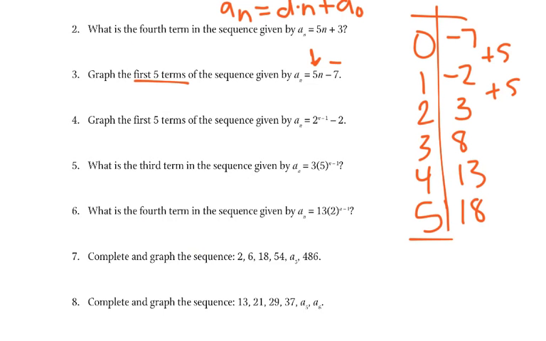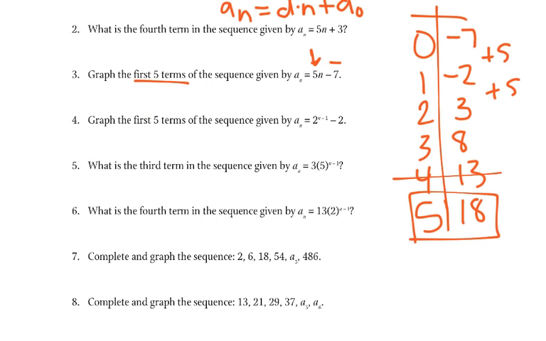Now if we're looking to graph that, we would need to, let's actually go over here. Counting up the axis, 1, 2, 3, 4, 5. So there's 5, 18. Then 4, 13 is next. So 4, then up to 13, which would be right there.